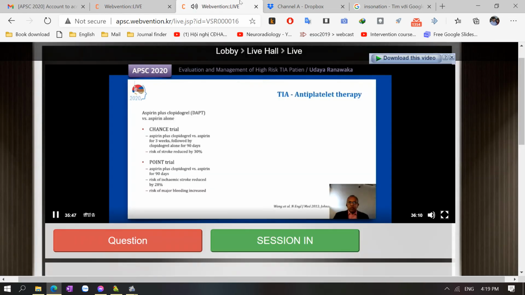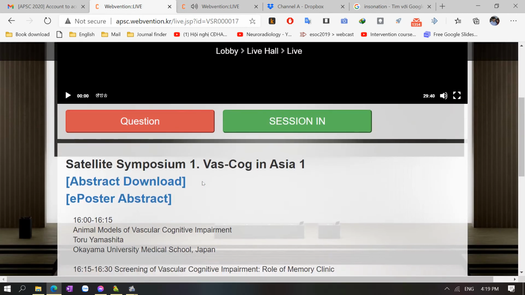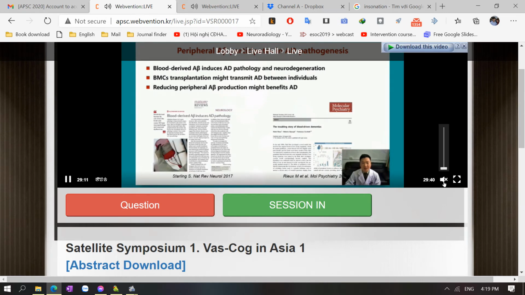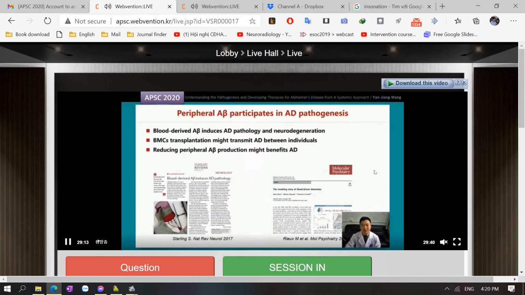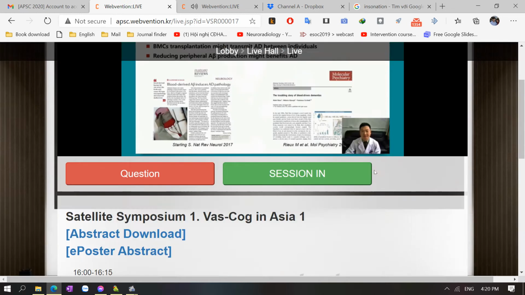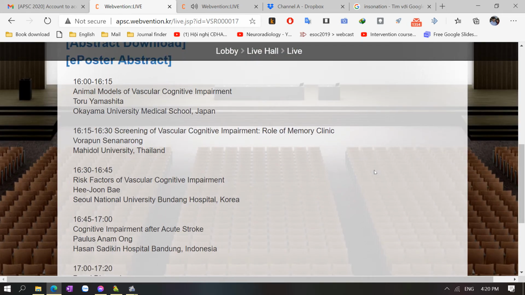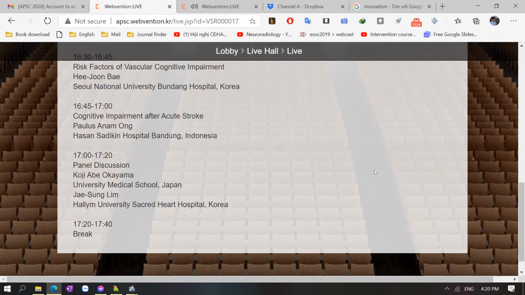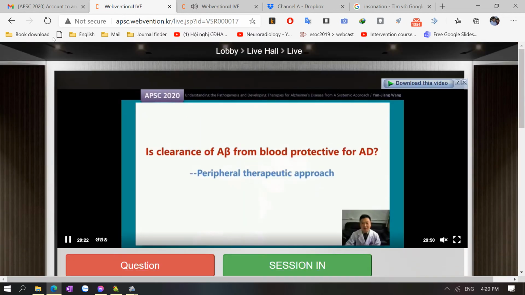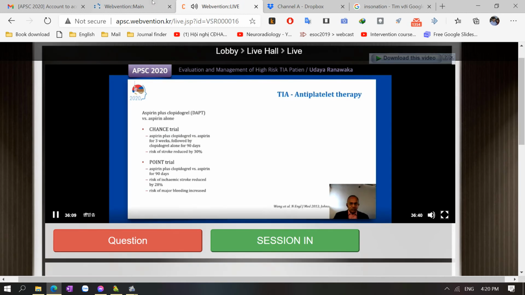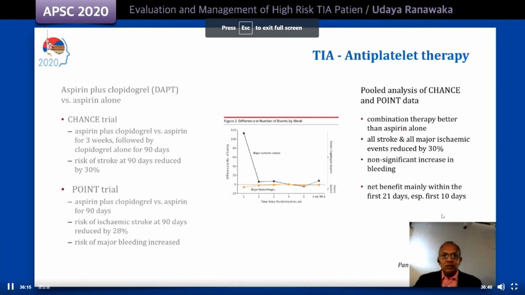The data for this come from these two landmark trials, the CHANCE trial and the POINT trial, where the combination treatment was given for 90 days and led to significant reductions in the stroke risk. But there was an increase in bleeding with the POINT trial. But when we look at the pooled data from the CHANCE and the POINT, the benefits far outweigh the risks, especially within the first 21 days.